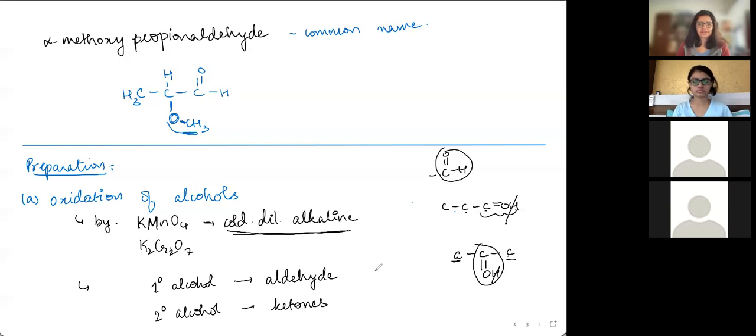Riti, Ansh, let me know when you guys have finished noting. We'll go to the next method. One second. And did the logic make sense? Is it now easy to remember, easy to figure out?